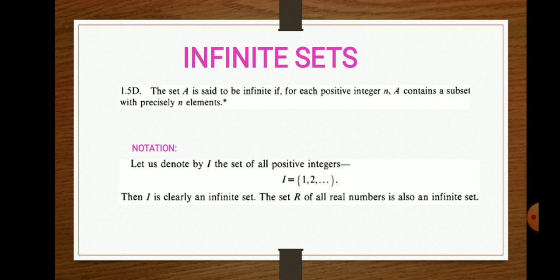Here we use I as a set of all positive integers. So I is equal to the set of all 1, 2, 3, etc. Here I is an infinite set. So for any n, we can find a subset with cardinality n. The set R of all real numbers is also an infinite set. So these are all examples of an infinite set.